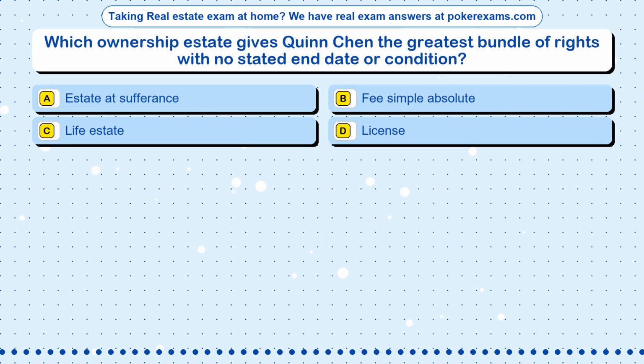Question 58. Which ownership estate gives Quinchin the greatest bundle of rights with no stated end date or condition? Option A, estate at sufferance. Option B, fee simple absolute. Option C, life estate. Option D, license.